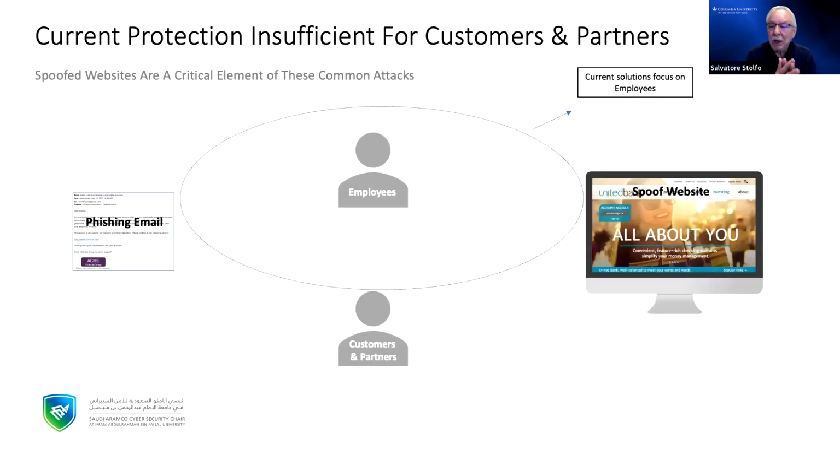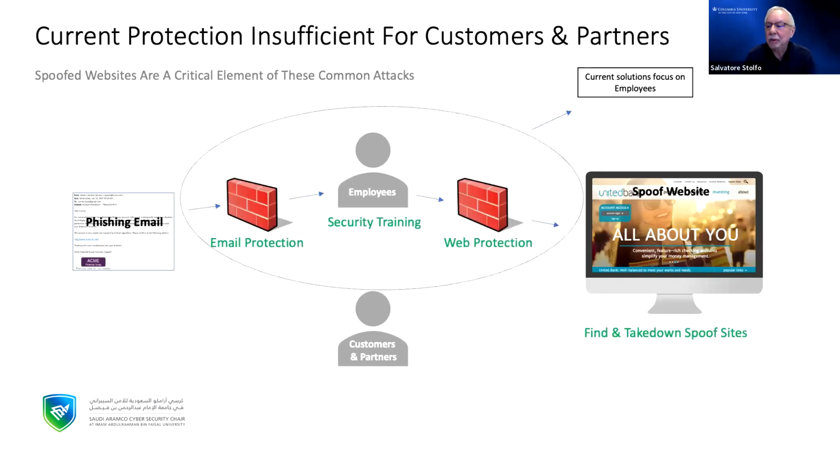The current technologies that are generally available are usually oriented to a corporate environment where the corporation owns the email flow. They're able to look at all emails coming and going inside the organization. They have, of course, web protection technologies as well. And it's really focused on protecting the company from employees being phished.